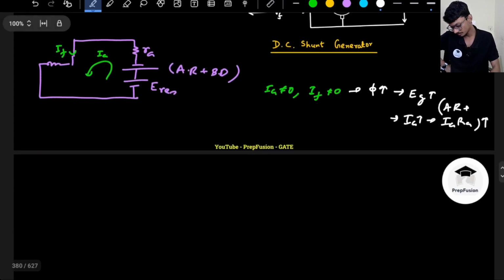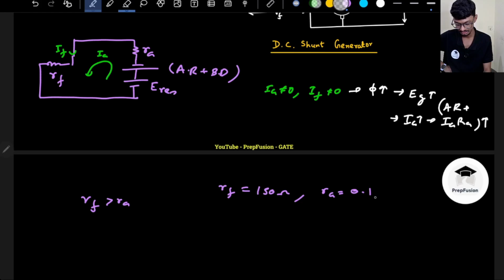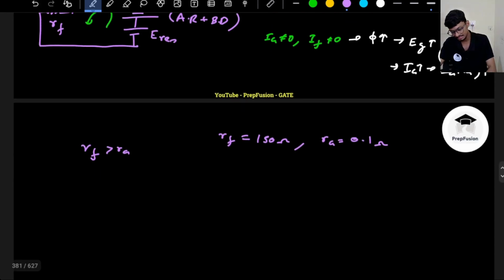So if I assume that the field coil resistance is RF, and generally it is a shunt resistance, right? So shunt resistance is very much higher than the armature resistance. So you will see practically as well that your field resistance, shunt resistance, will be 150 ohms, and your armature resistance will be some 0.1 ohms, even lower than this, or like in the questions you will see.